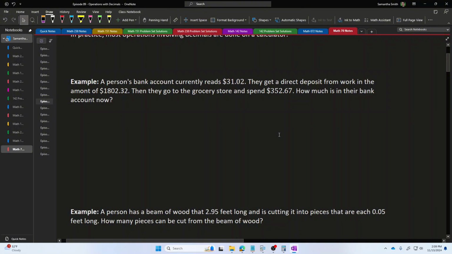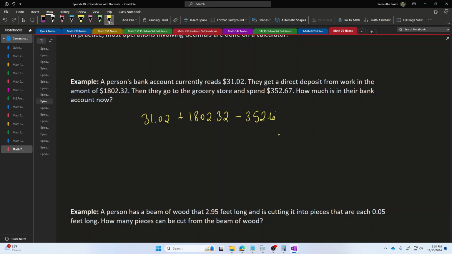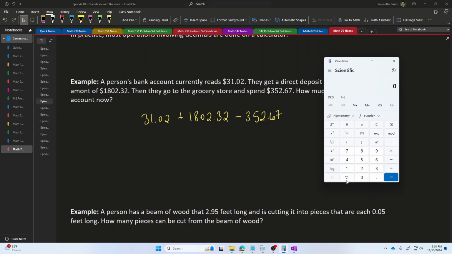To do this calculation, I would just say, okay, I start with 31.02, then I add $1,802.32 to my bank account, and then I remove $352.67 from my bank account. So if I type all of that into the calculator just as I've written it, 31.02 plus 1802.32 minus 352.67, the result of those calculations would tell me how much is left in the account in the end, $1,480.67.